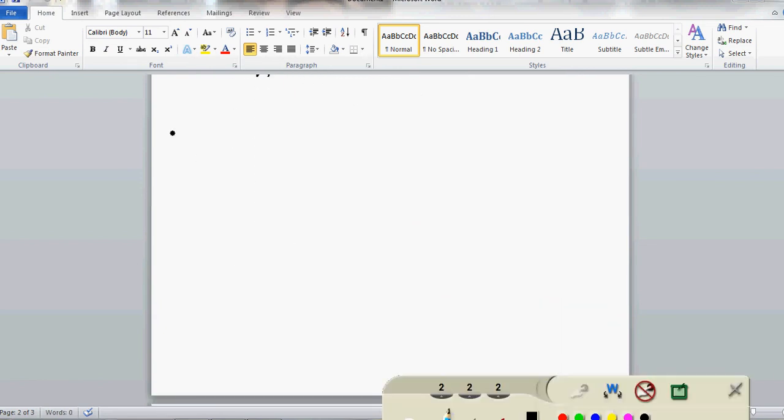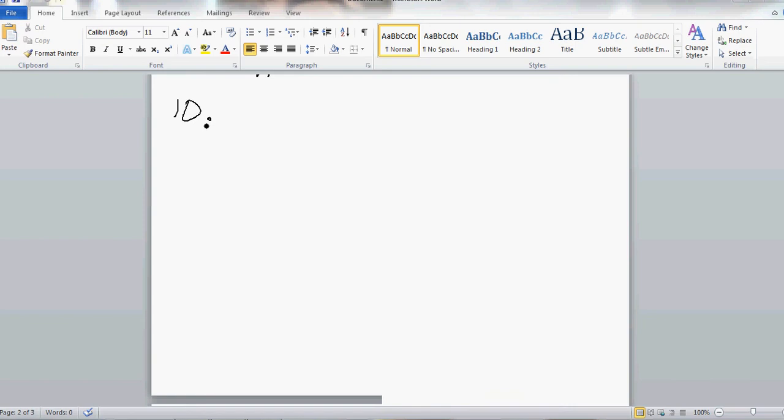Example number 10. The function P of d equals 1 plus d over 33 gives the pressure P in atmospheres at a depth d feet in the sea. Find the pressure at 41 feet.